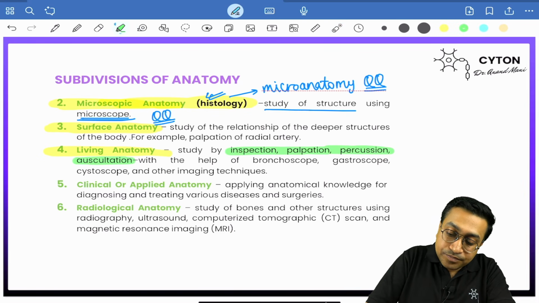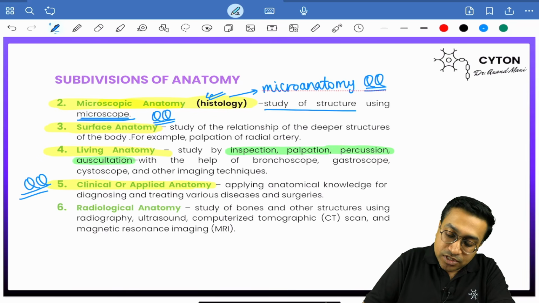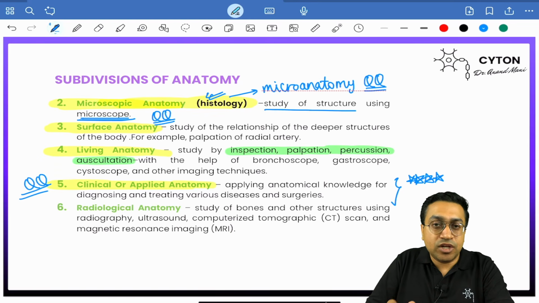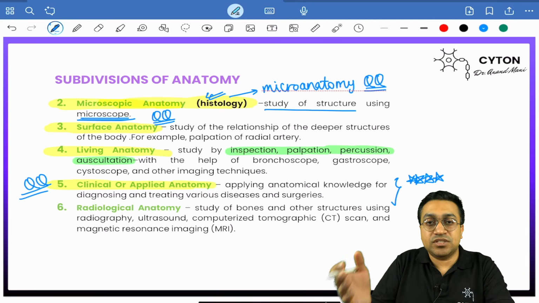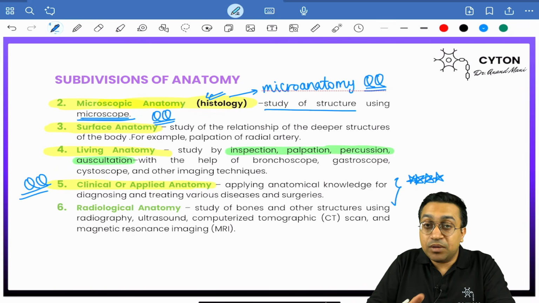Then we have the clinical or the applied anatomy, and mark it very, very important, because this is something which I personally enjoy teaching you, and also I wish all of you throughout the year, whatever books you read, be it foreign authors, Indian authors, please make it a point to remember the clinical or applied anatomy. You will see many textbooks have the name changed, clinical anatomy. Okay, so this is very important.